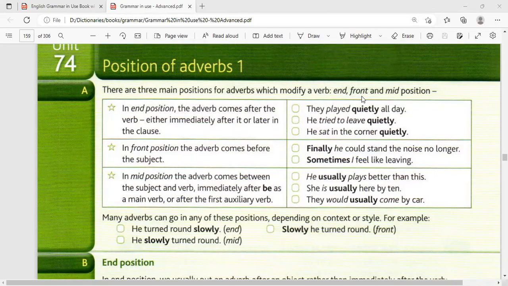Adjectives are when you describe something. Adverbs end with ly. Okay, true. But let me add something which is very easy.